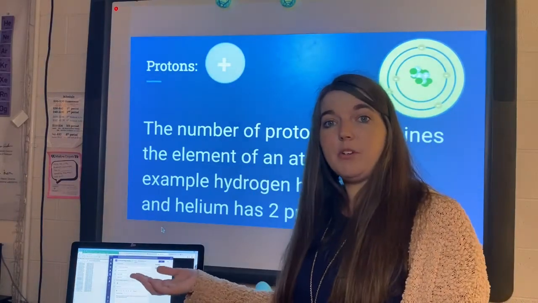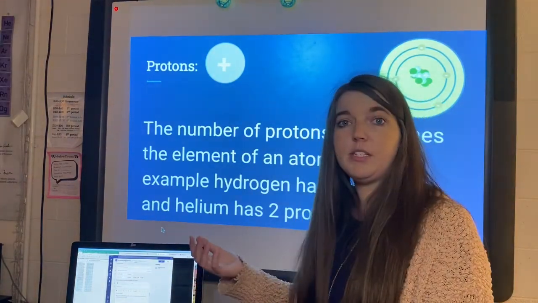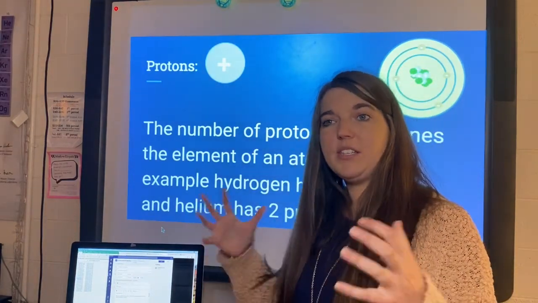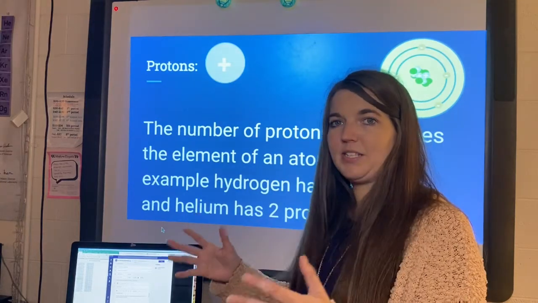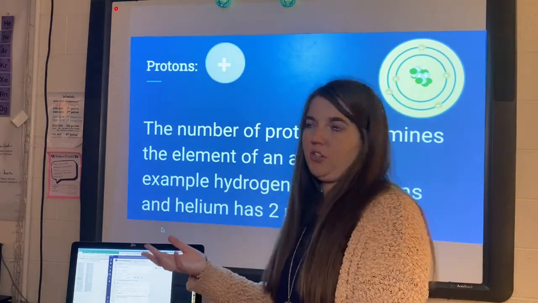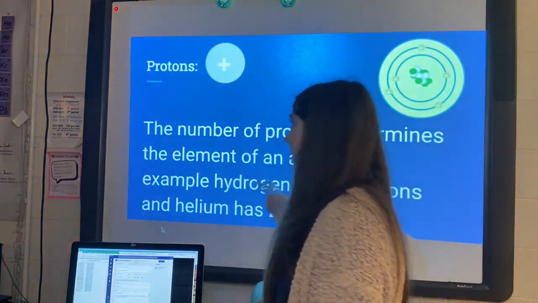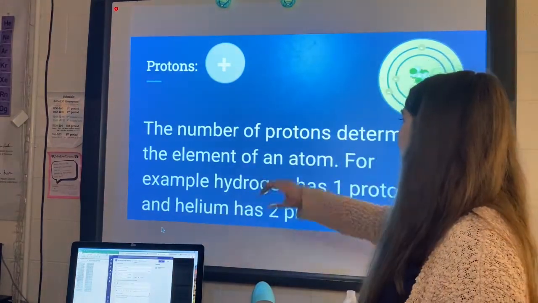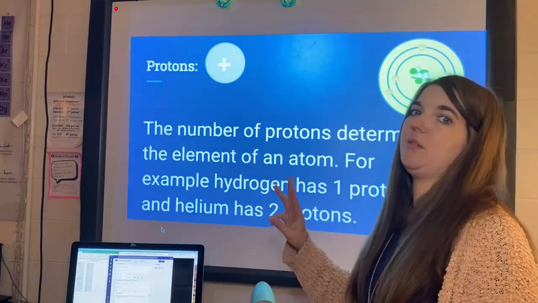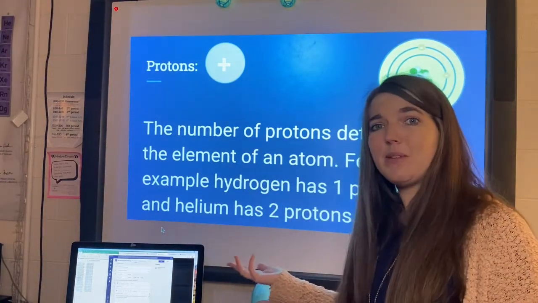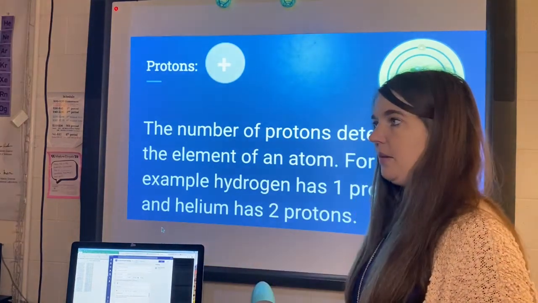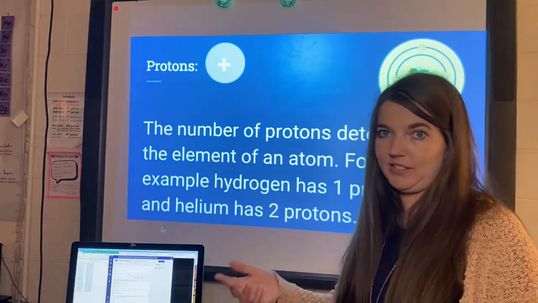Now, the number of protons also determines what element you have. So when you have atoms with the same number of protons, they're going to be the same exact type of element. And we're going to talk about elements as well. So the atomic number determines the element that you got. If you were looking at a periodic table, you would see that hydrogen has 1 proton, helium has 2 protons, lithium has 3 protons, and that also happens to be their atomic numbers. Hydrogen is 1, helium is 2, lithium is 3 on the periodic table. And it goes all the way to 118 as of now.